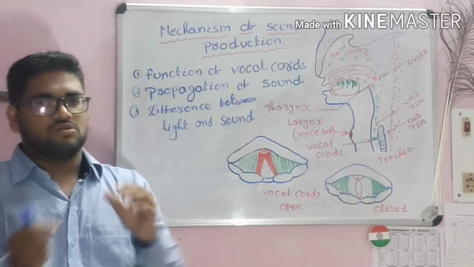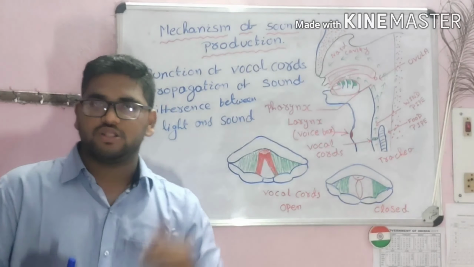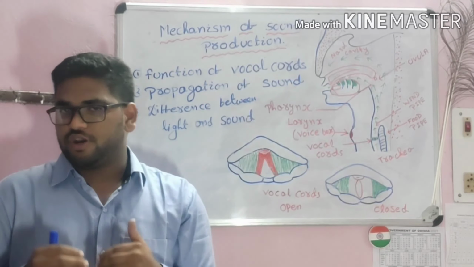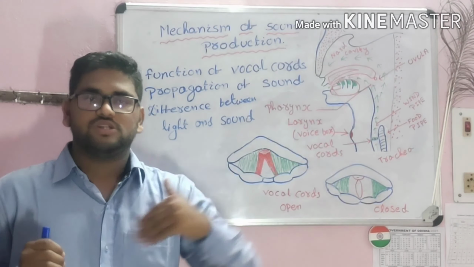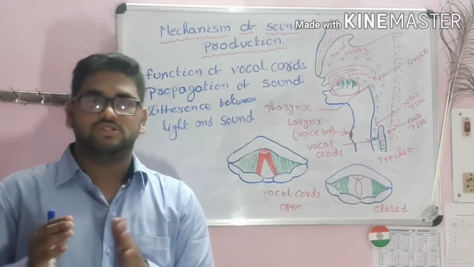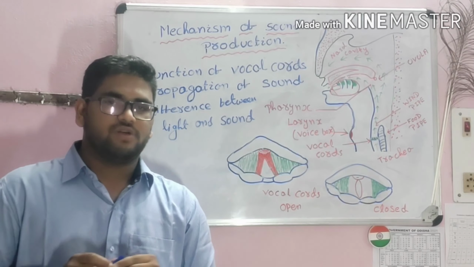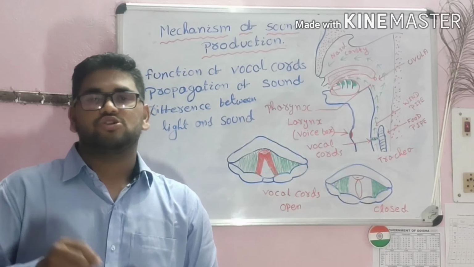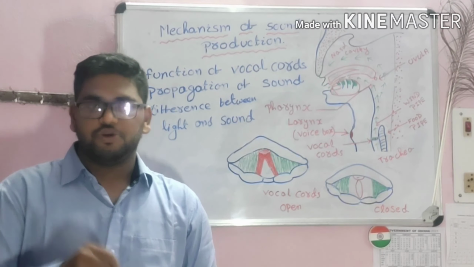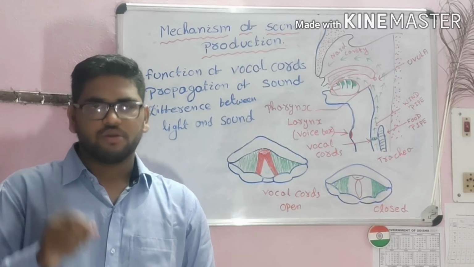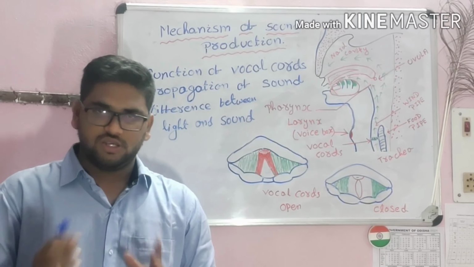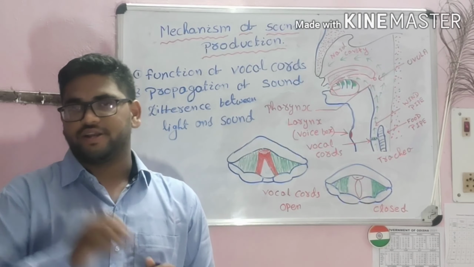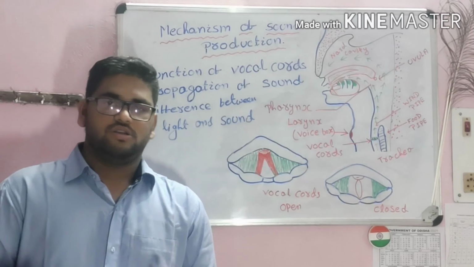So the basic differences between light and sound are: light can travel without a medium, sound cannot travel without a medium. Light can move in a straight line only, but sound can move in a zigzag motion. And the third difference is that the speed of light is much more than that of sound. The speed of light is around 3 lakh meters per second, but the speed of sound is much less than that. So this is the basic difference between light and sound, which you learned in this video.